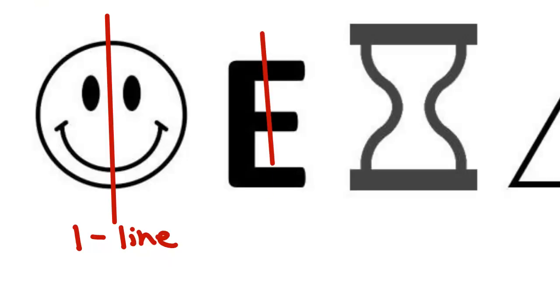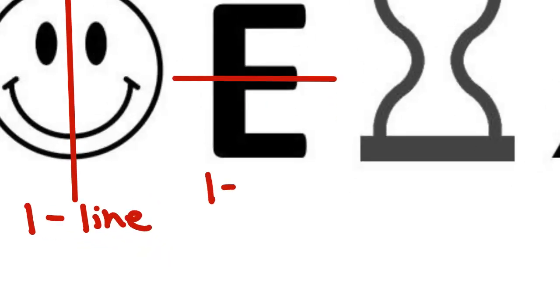For the letter E, can I do a vertical line again? Is there any line that I could draw that would cut it perfectly in half? Horizontal line. I would have to go right through that center part of the E. This one also has one line symmetry. There are no other lines that I could draw through the E to cut the E in half.